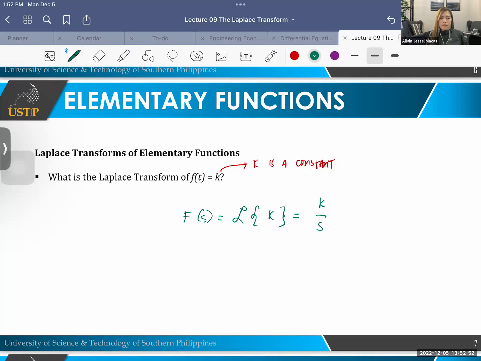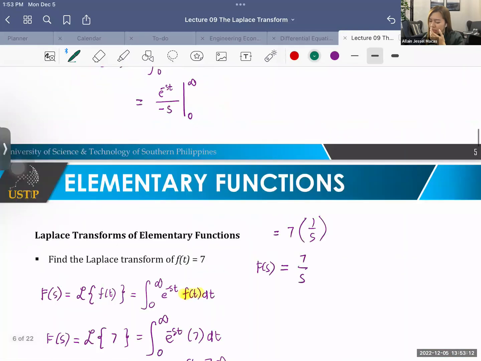Question. Excuse me, ma'am. Yes, James. Di ba nakabutang dito sa principle, ma'am, t is greater than or equal to 0. So dili na applicable sa negative side? Yes. That's a good observation.